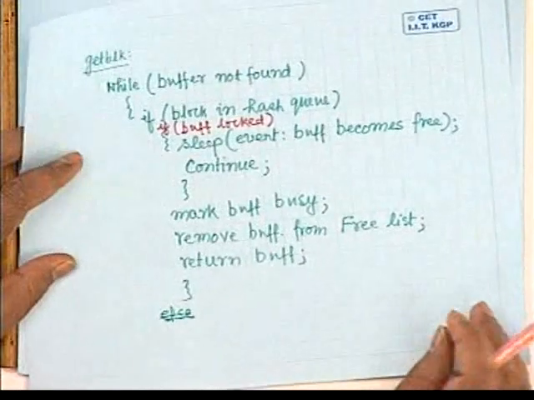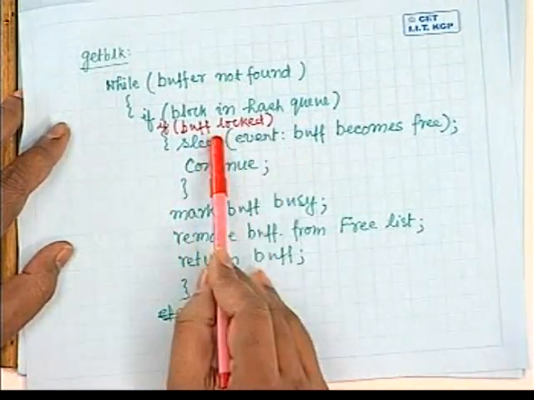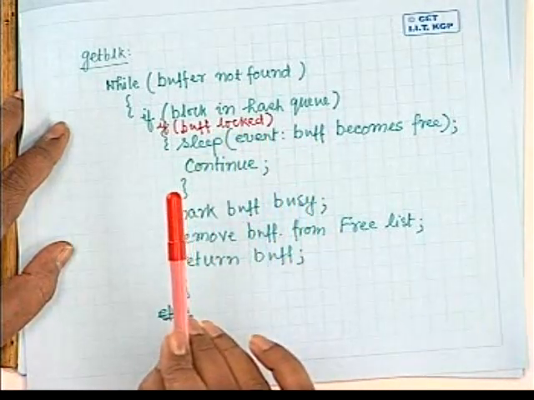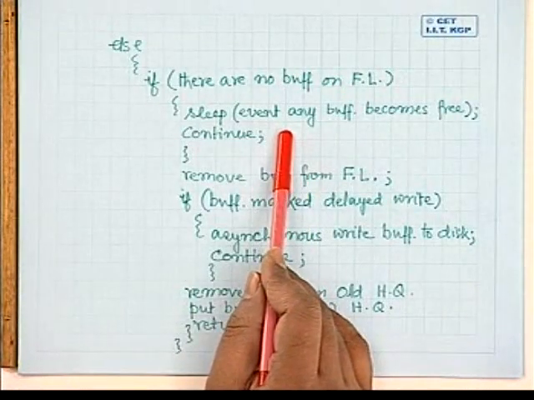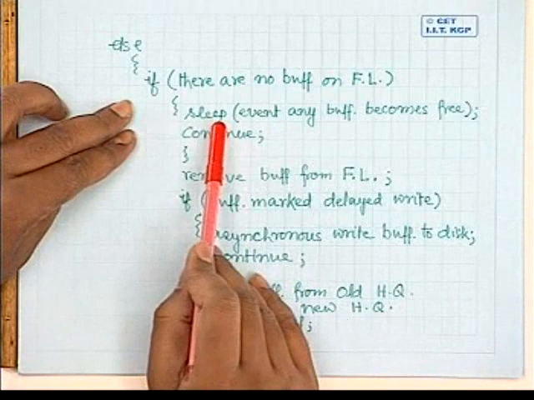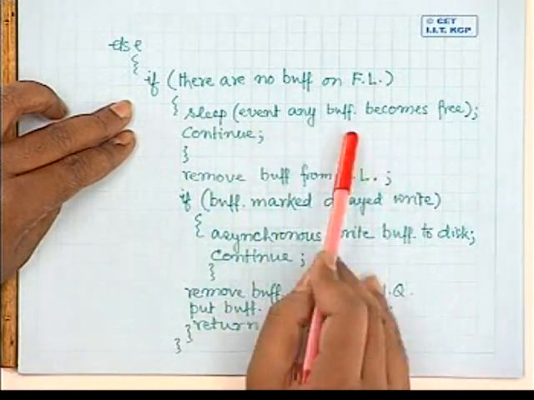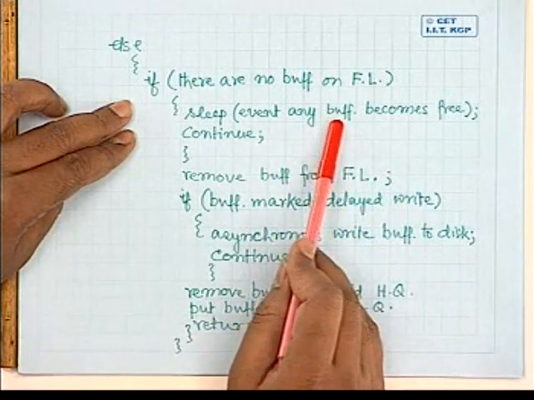In the earlier case, the process had gone to sleep mode and it will sleep until this particular buffer becomes free, because that buffer contains the requested data. In this case, there is no buffer which contains the requested data. So now the process has to go to sleep mode, and it will be in sleep mode until any buffer becomes free, because any buffer becoming free is sufficient, since that buffer will be overwritten by the new block.